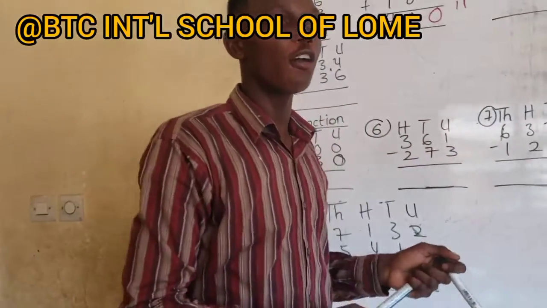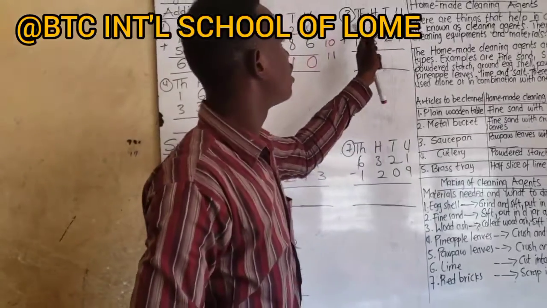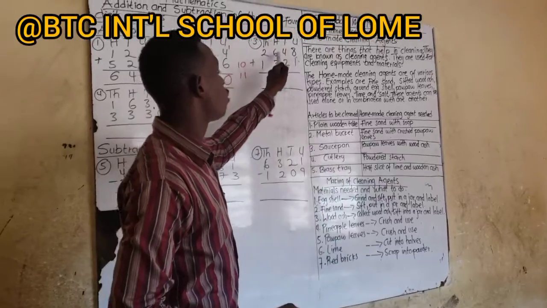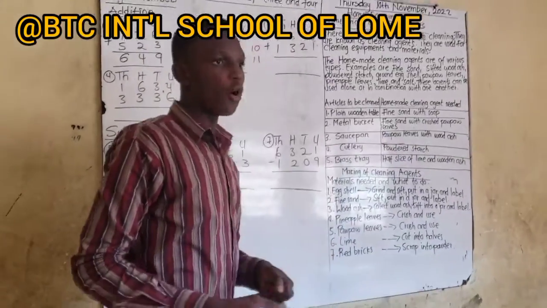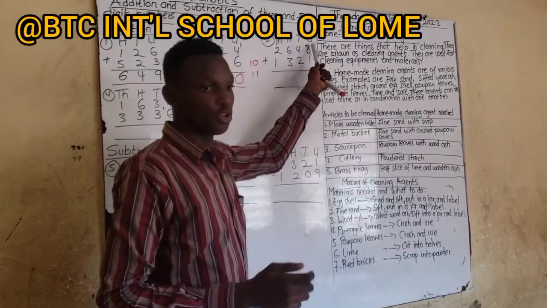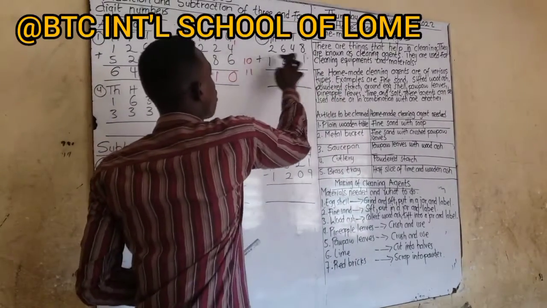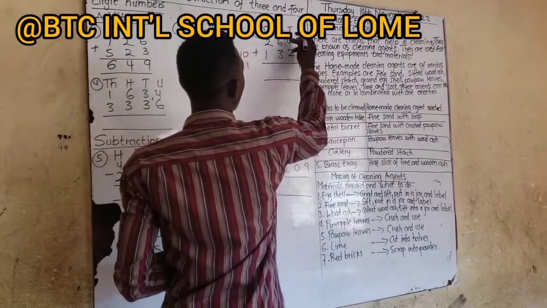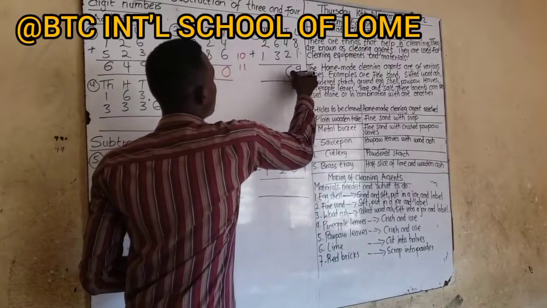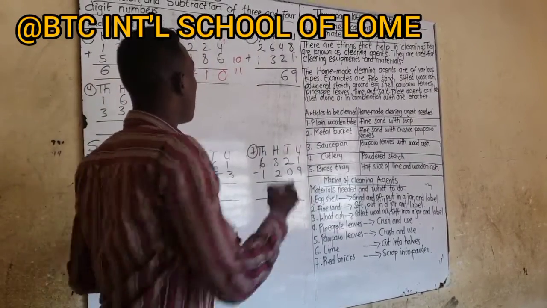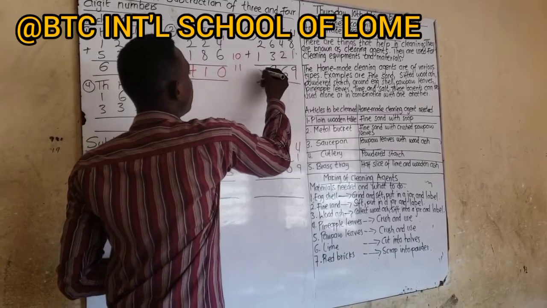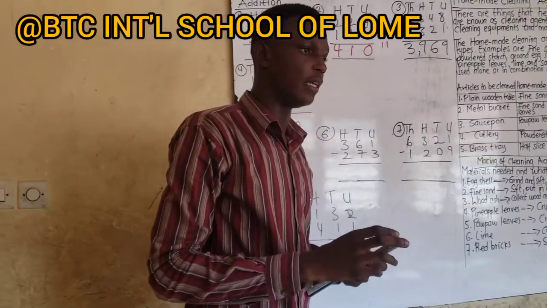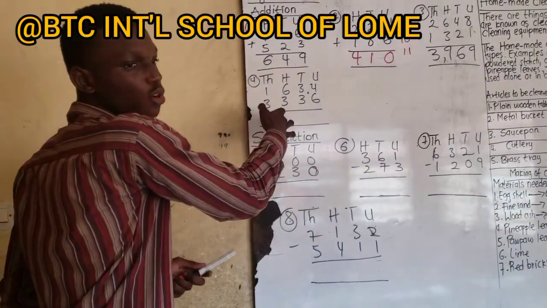Okay, let's go to the third question. Here we have 4 digits. We have digits for the thousands. The TH represents thousands, H is hundreds, tens, and units. So as usual, we start adding from our units. We have 8 plus 1 is giving us 9. The next one, 4 plus 2 is 6. 6 plus 3 is 9. And we have 2 plus 1, 3. So our answer is 3,969.